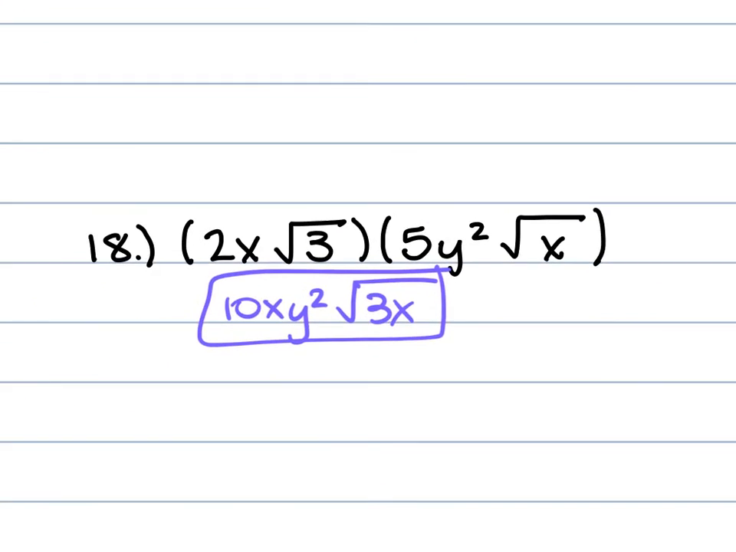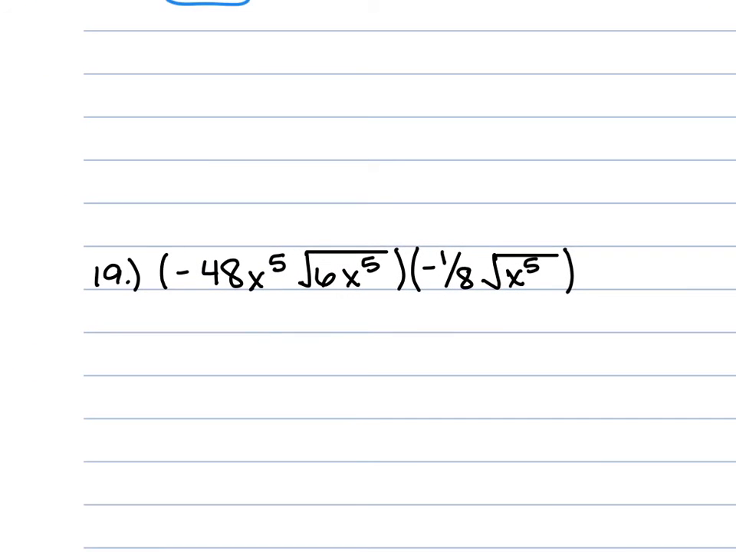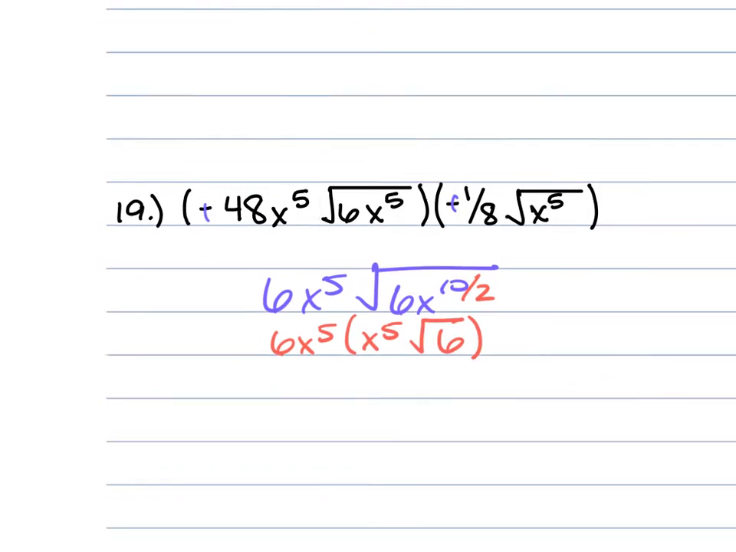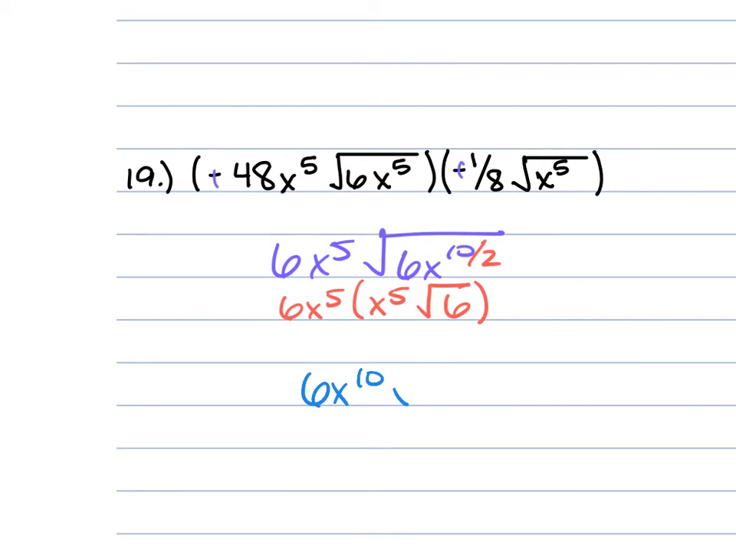For our next one, we have negative 48x to the 5th square root 6x to the 5th times negative 1/8 x square root x to the 5th. So we're going to multiply the negative 48 times the negative 1/8 to give us a positive 6 x to the 5th square root 6 x to the 10th. So we're going to simplify this square root 6x to the 10th. We're going to divide the 10 by 2 to give us x to the 5th. So it's going to be 6x to the 5th times x to the 5th times the square root of 6. So this is going to leave us with a final answer of 6x to the 10th square root 6.